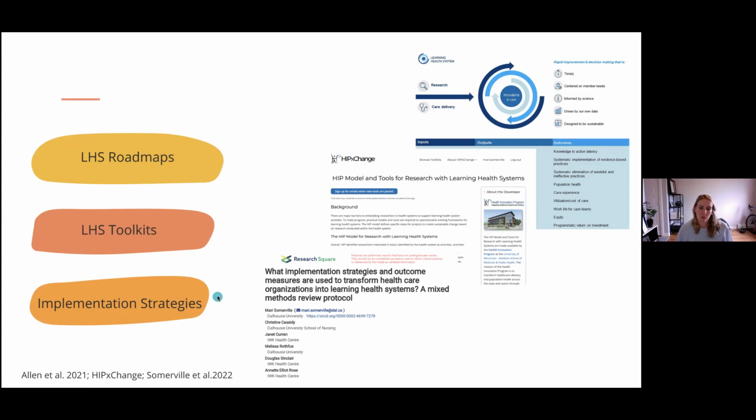And then also some work that I've been involved with my team. We're looking at the specific implementation strategies that other learning health system researchers have used to transition their system to a learning health system, so that we can better understand how to use some of those implementation strategies in our own healthcare setting or in other healthcare settings.